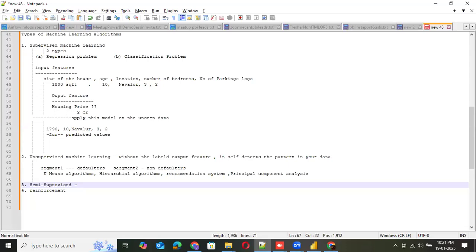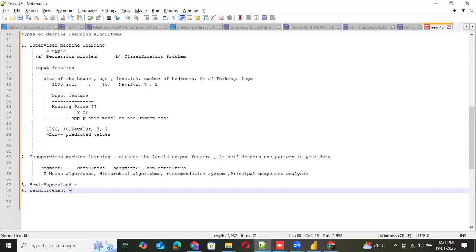In that case, we take the records that contain labeled output features separately. For the remaining data, we use unsupervised machine learning, and then we derive the output feature. Then we take the entire data and train the model. So in this example it is a hybrid of both unsupervised and supervised.